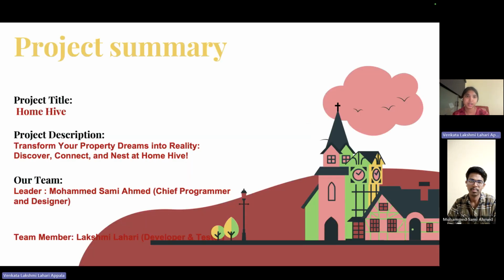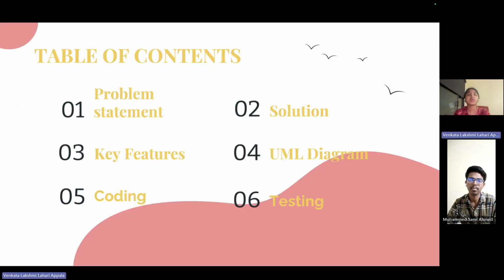So this is the project summary. Our project title is Home Hive, and the description is Transforming Our Dreams into Reality. Coming to our team, Mohammed Sami Ahmad is the chief programmer and designer, and I myself as developer and tester. So, coming to the table of contents, we start with the problem statement and then we look into solution, then key features, next UML diagram, coding, and testing.